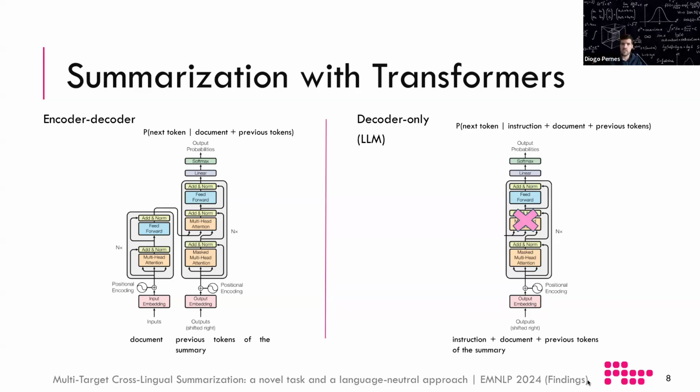Currently, the state of the art for summarization and for the vast majority of the tasks in natural language processing is to have decoder-only models, like a GPT model, which basically is identical to the encoder-decoder, except that it doesn't have the encoder. So now we provide an instruction, the prompt, then the document we want to summarize, and then the model generates the summary token by token autoregressively. And here the instruction would be, for instance, given this document in English, generate a summary in Spanish and a summary in Portuguese. So it's just a prompt that describes the task that we want to solve.